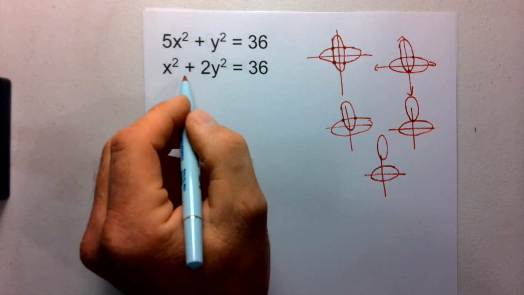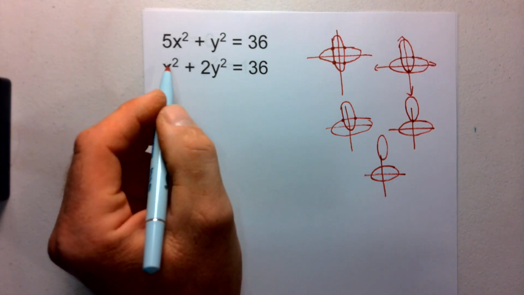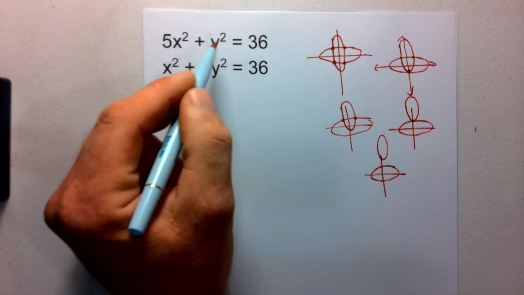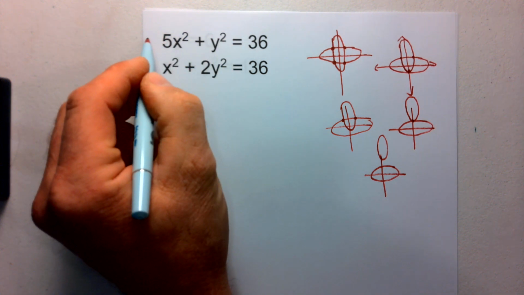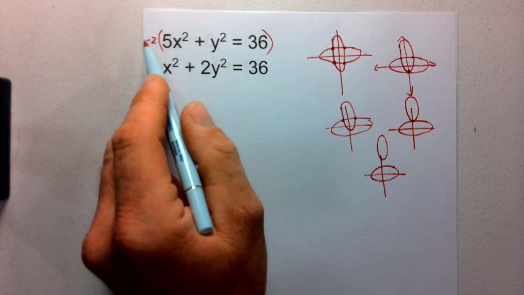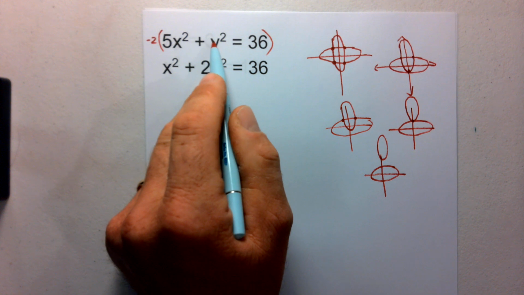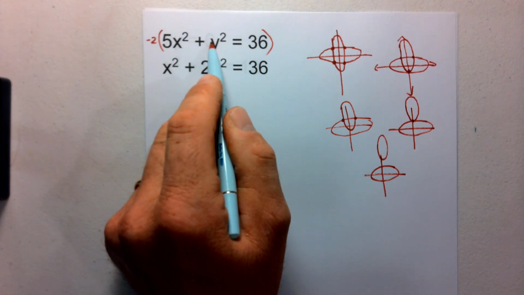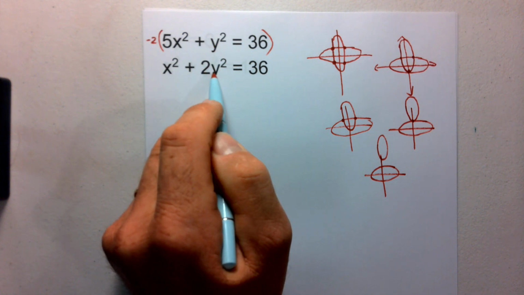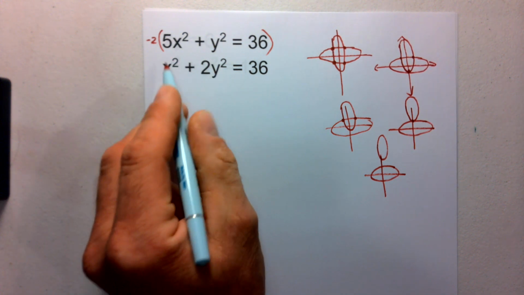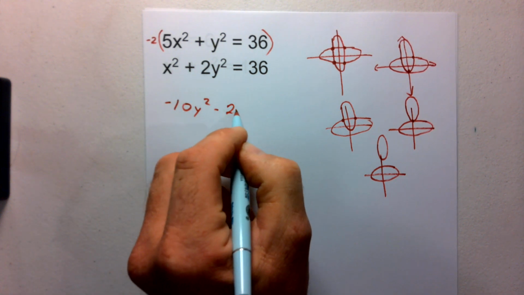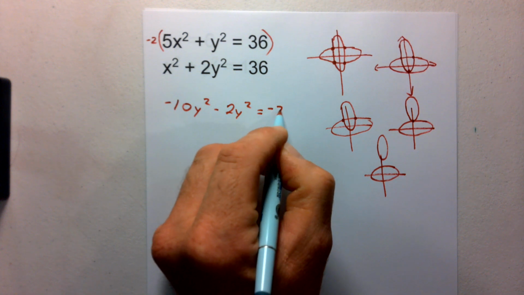And what I would do on this one is probably an elimination problem, since my x squareds, my y squareds, and my numbers are all lined up already. I would go ahead and multiply a negative 2 to my top equation. The reason I'm going to multiply a negative 2 to my top equation is so that I get a negative 2y squared. And when I add these two equations together, it will eliminate my y values. So multiply my negative 2 through, I get negative 10y squared minus 2y squared equals a negative 72.